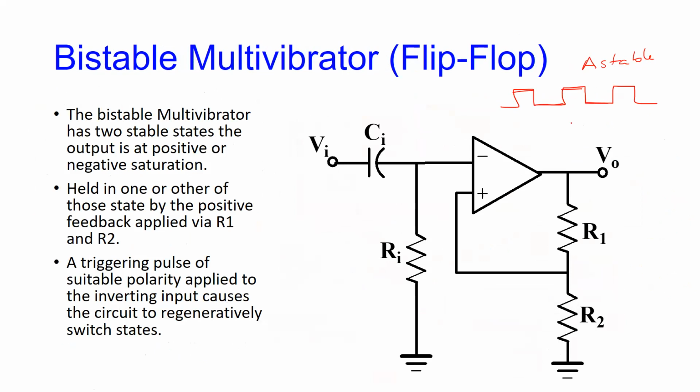Then you have the monostable, which is only stable in one place. So it's staying low, minus VSAT. It will turn to positive VSAT for a little while and then come back down. So it is only stable in one place. So this is mono.